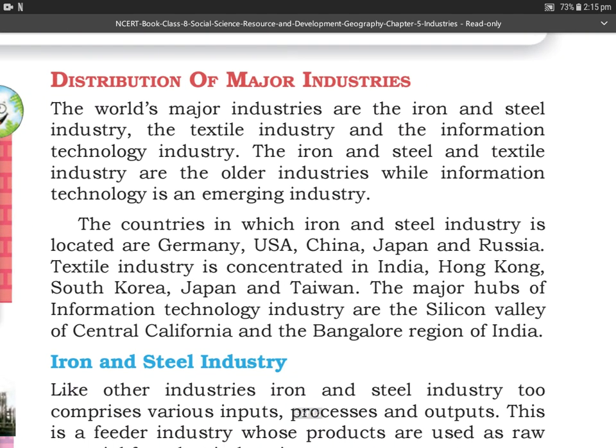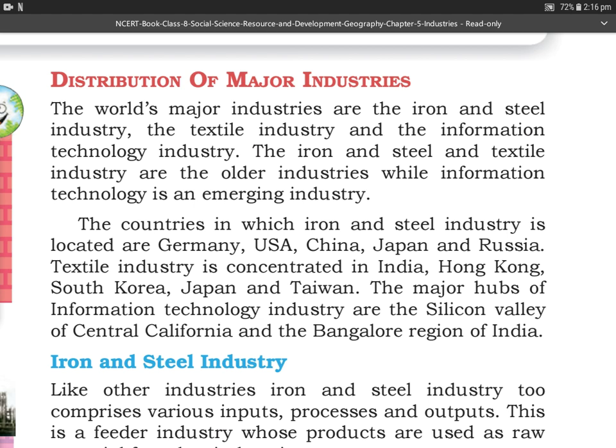Distribution of major industries. Here, if we see, there are a number of types of industries. But if we divide all these industries into some particular categories, then we can say that there are three major types of industries. The world's major industries are the iron and steel industries, the textile industries, and the information and technology industries.